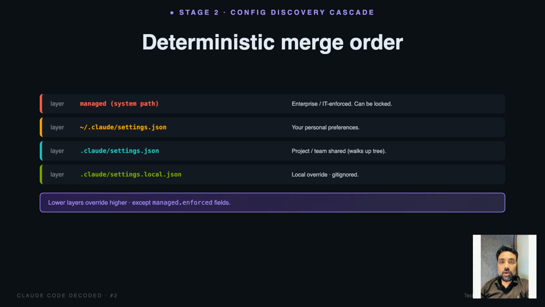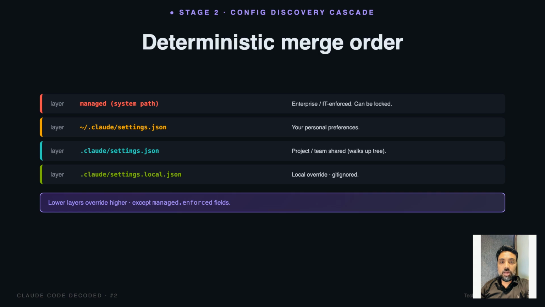Stage 2, config discovery and merge. This is where Claude figures out who you are, where you are, and how you want to behave. The cascade is deterministic. First, it reads managed settings. If your organization has installed an enterprise config that lives in a system path, if present, it sets the baseline that no user override can break.